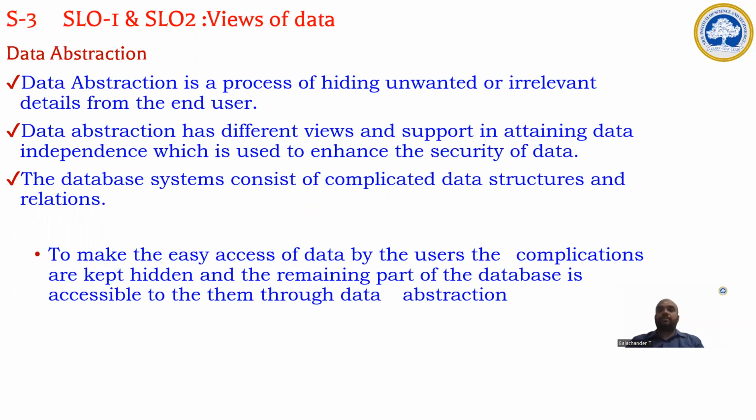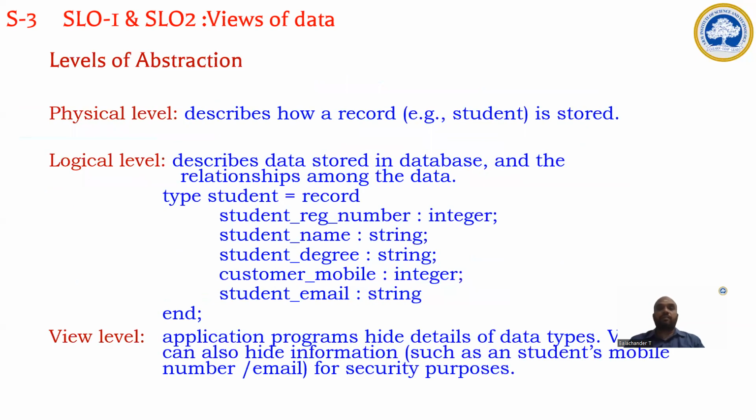So, data abstraction. Every system should be capable of retrieving the data efficiently. The need for efficiency has led designers to use complex data structures to represent data in the database. Many database system users are not computer trained, so developers hide the complexity from the users through various levels of abstraction. It is done to simplify user interaction with the system.